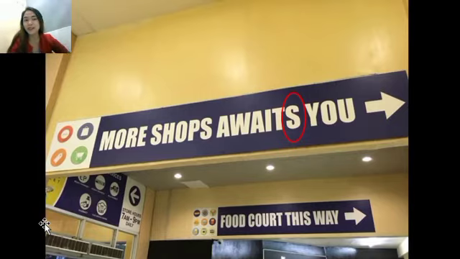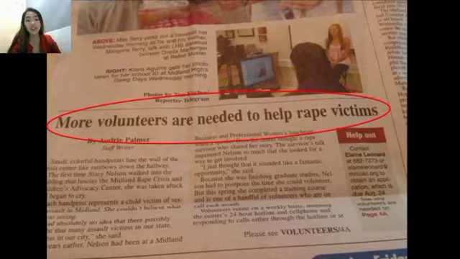So here are the things or examples that you might see already in Facebook or even in YouTube, guys, or other social media accounts. We have here, "more shops awaits you." Now, do you think that's correct? What will happen if that would be the world you're living in, full of errors, right? And "more volunteers are needed to help rape victims," diba? Even this one, it's already published.